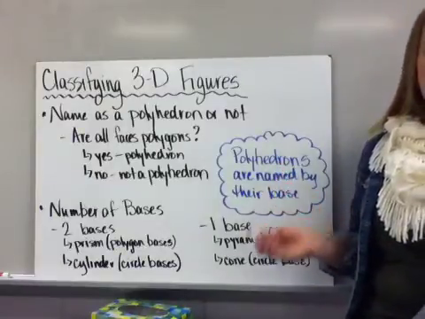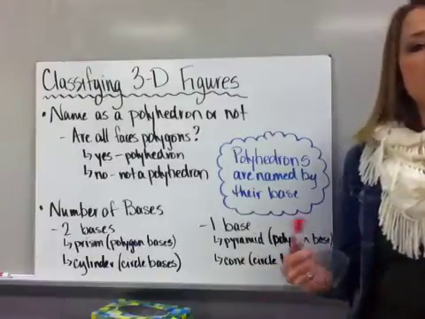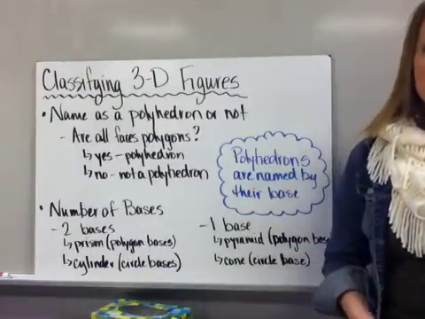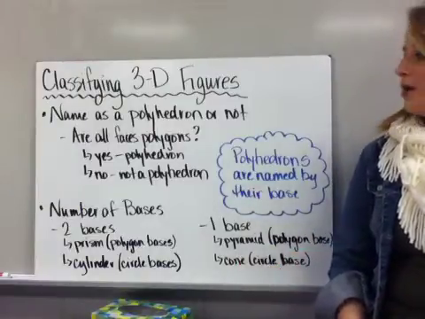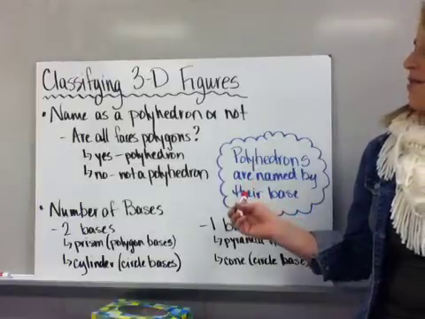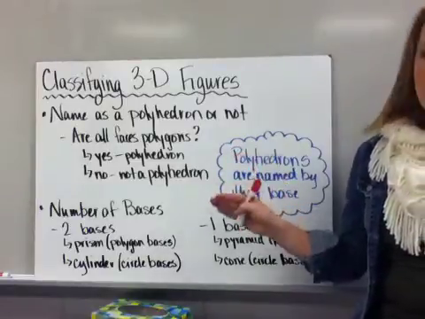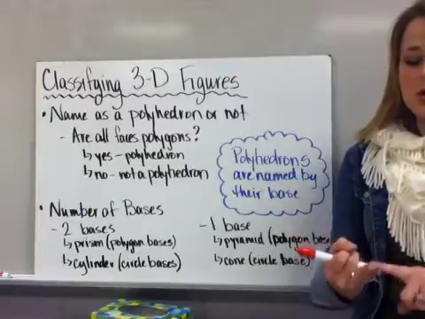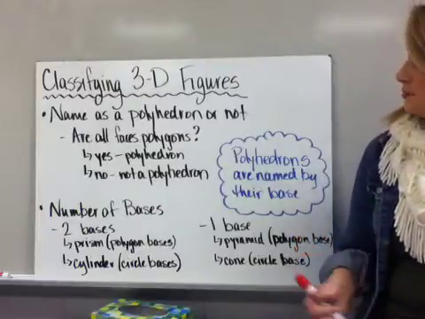Polyhedrons are named by their base. Notice I might have said triangular prism or rectangular prism or a rectangular pyramid. Polyhedrons are named by the base. The figures that are not polyhedrons, that's going to be your cylinders, your cones, and your spheres.